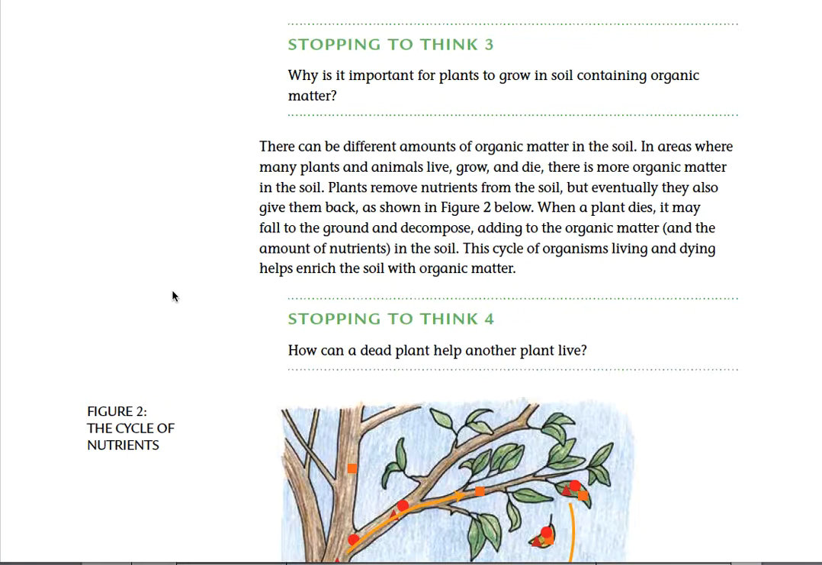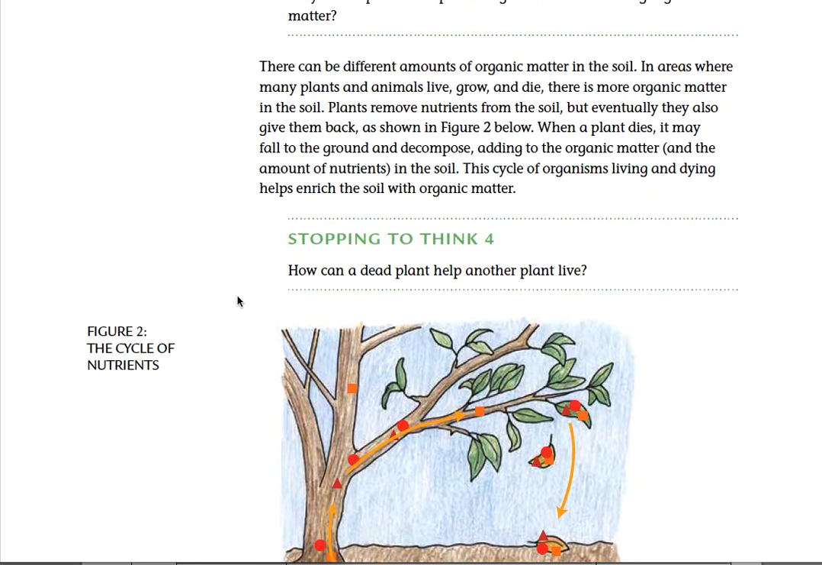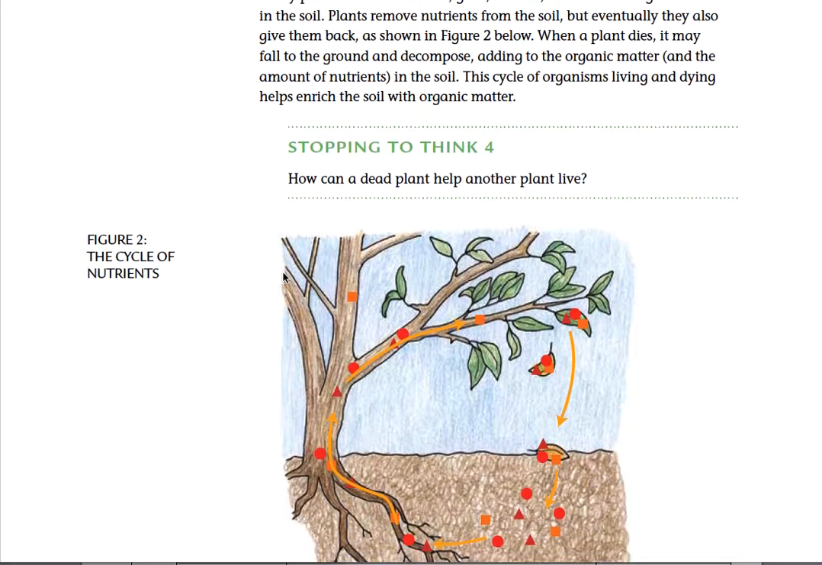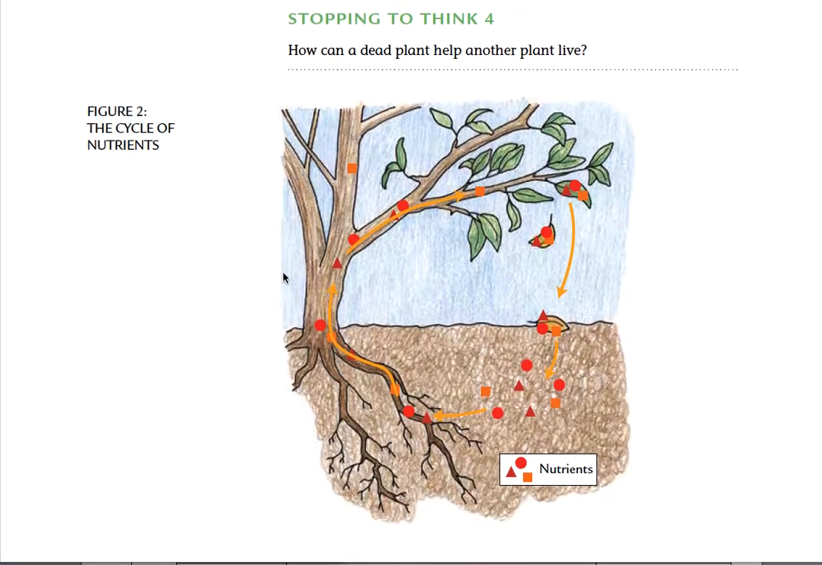When a plant dies, it may fall to the ground and decompose, adding to the organic matter and the amount of nutrients in the soil. The cycle of organisms living and dying helps enrich the soil with organic matter. Stop to think. Question number 4. How can a dead plant help another plant live? Here you go. You see Figure 2, the cycle of nutrients.